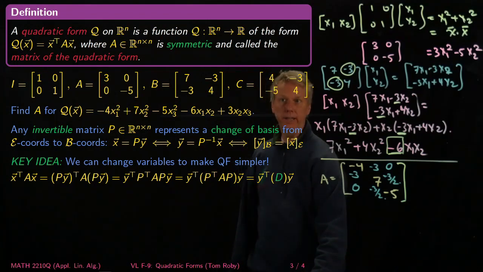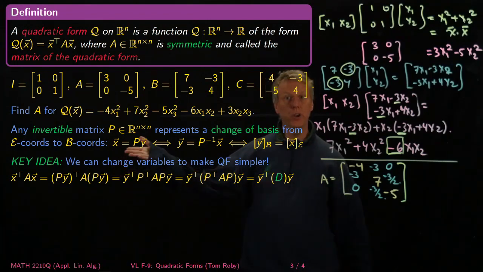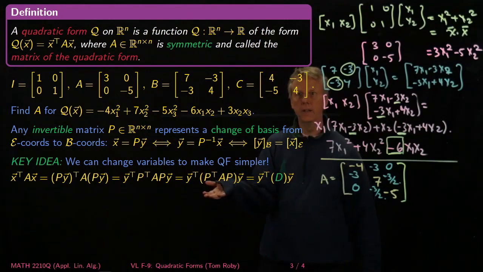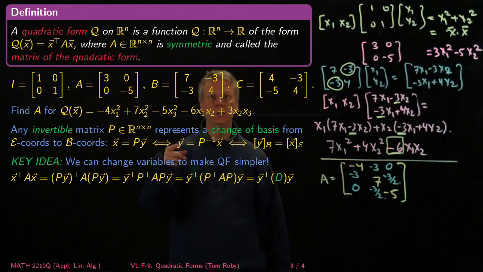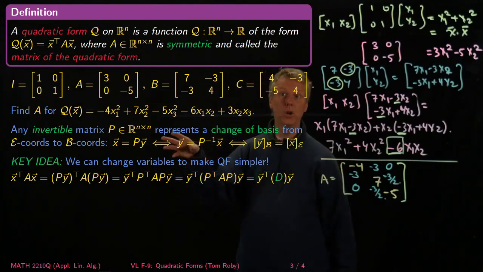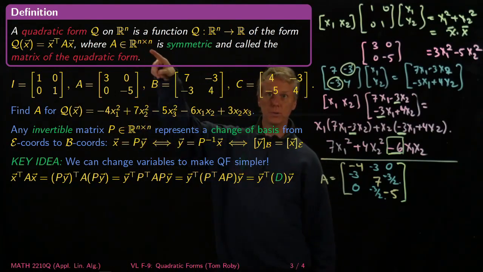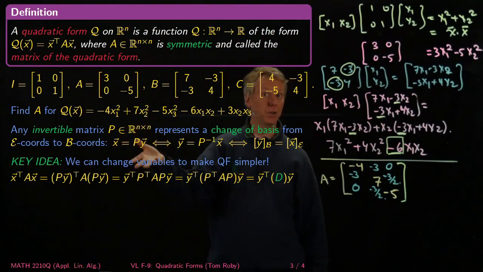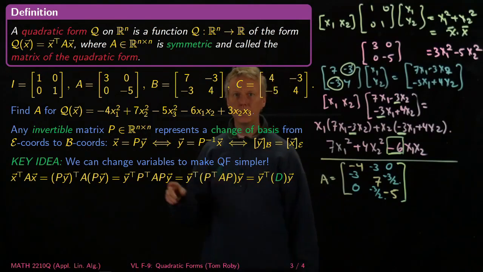And so here's the key idea, right? We can change variables to make our quadratic form simpler. How do we do that? Well, we already know that if it's a symmetric matrix, which we always have here, we can always take a real symmetric matrix and, by a change of basis, even an orthogonal change of basis, turn it into a diagonal matrix. But let's see where that would get us.